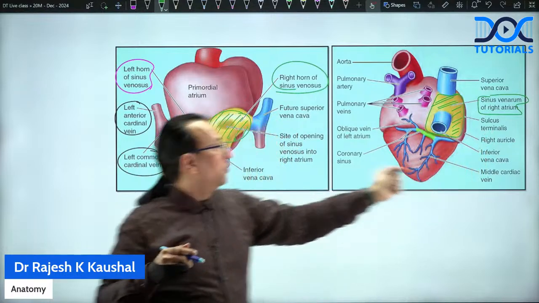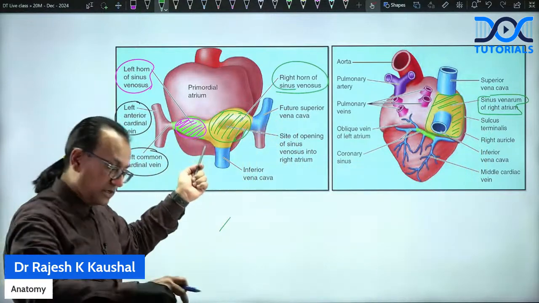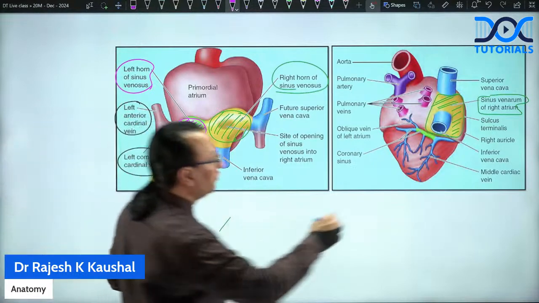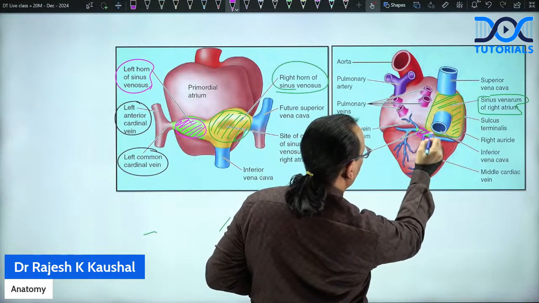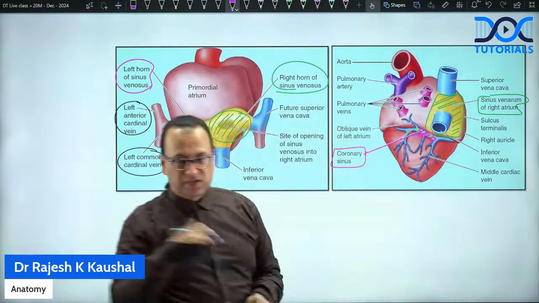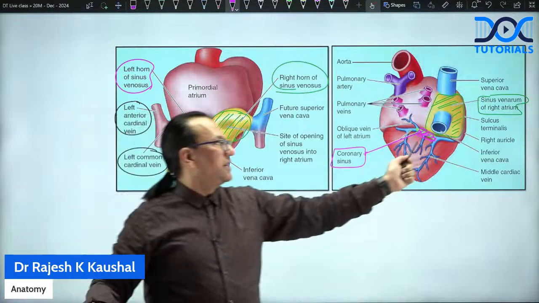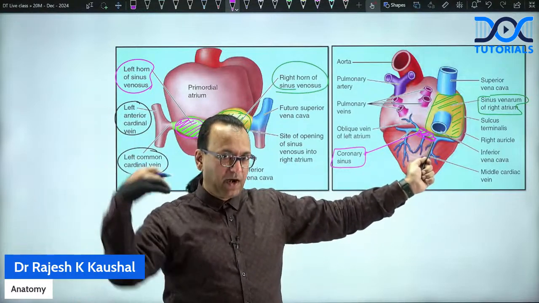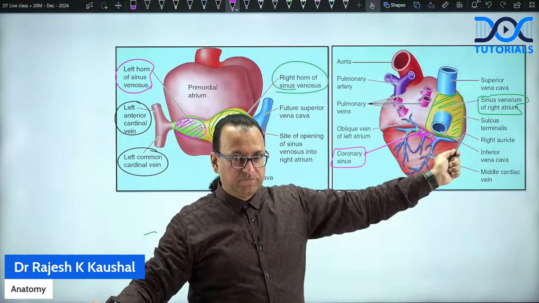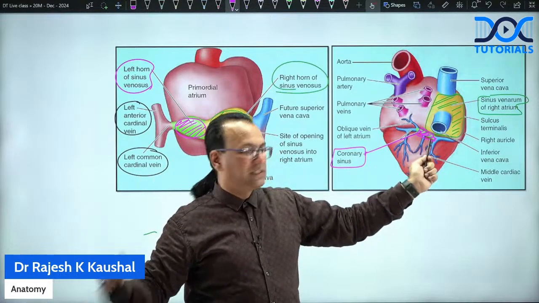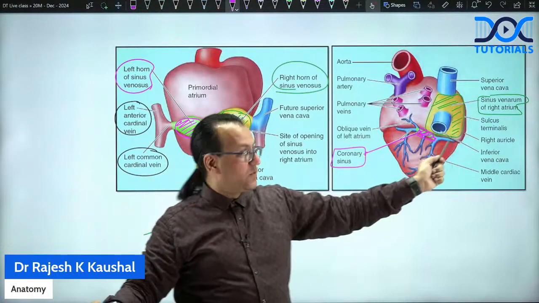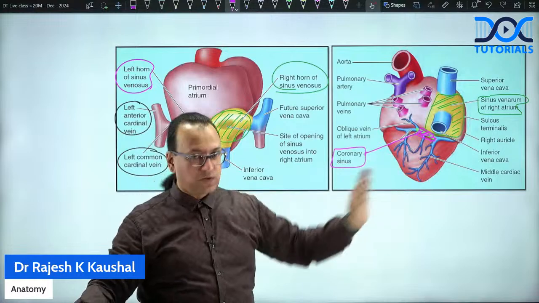Our question is, what is happening to the left horn of sinus venosus? The left horn of sinus venosus is forming the coronary sinus. That is the answer. And what is the coronary sinus doing? The coronary sinus in the adult heart will collect the venous blood of the heart and put it into the right atrium. So that is the coronary sinus. So this is what they were asking.